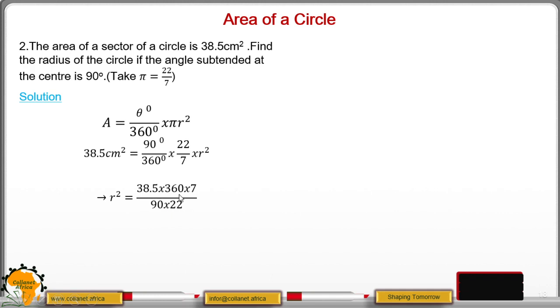You can cancel out those values that are cancelling out. For example, by 90 here, 1, by 90 you have 4. And then when you multiply all those, you find that r squared will be 49. So our r will be the square root of that, which is 7 centimeter.